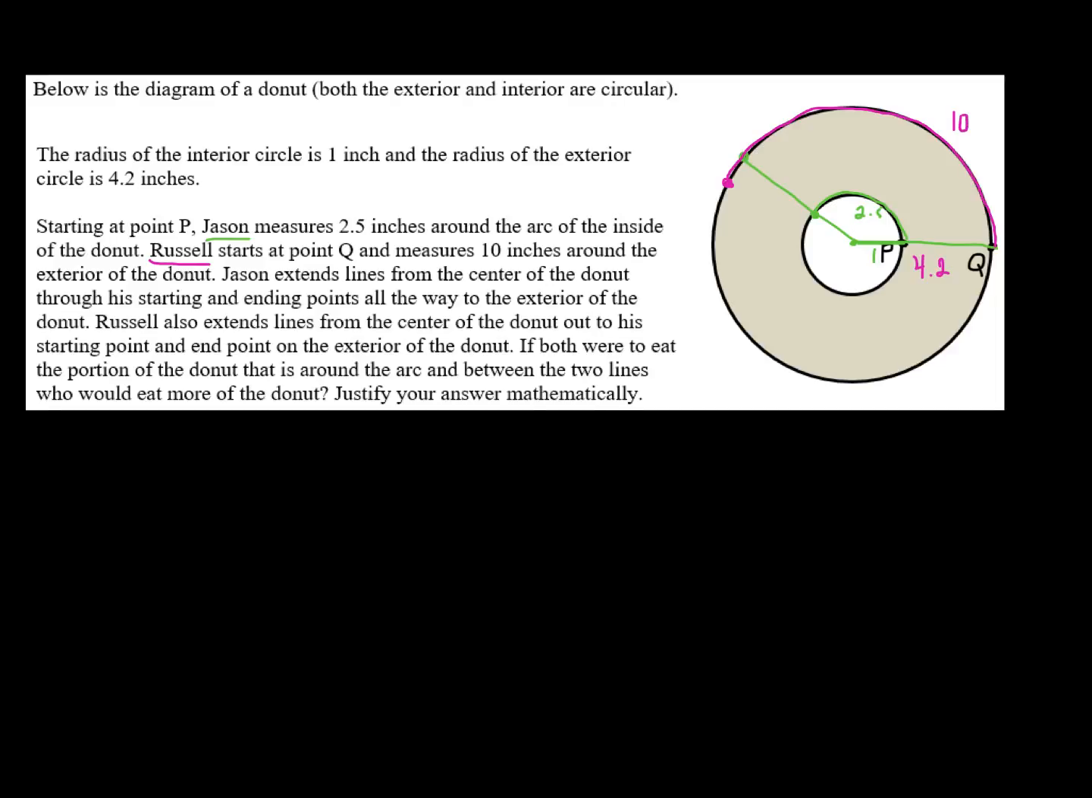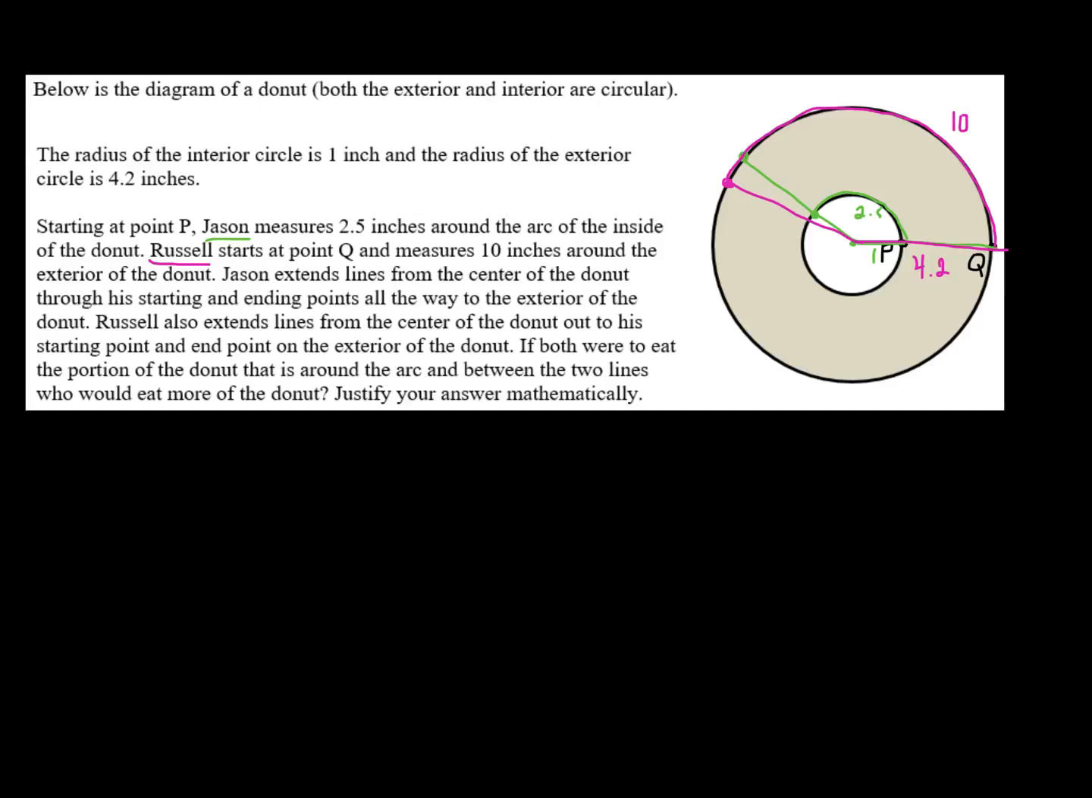Then he does something very similar. He starts at the center and draws a line through his ending point and through his starting point. Then it says that both are going to eat the portion of the donut that is around the arc and between the two lines. So for Jason, around the arc and between his two lines is this much of the donut. For Russell, around his arc and between his two lines is going to be this much of the donut.